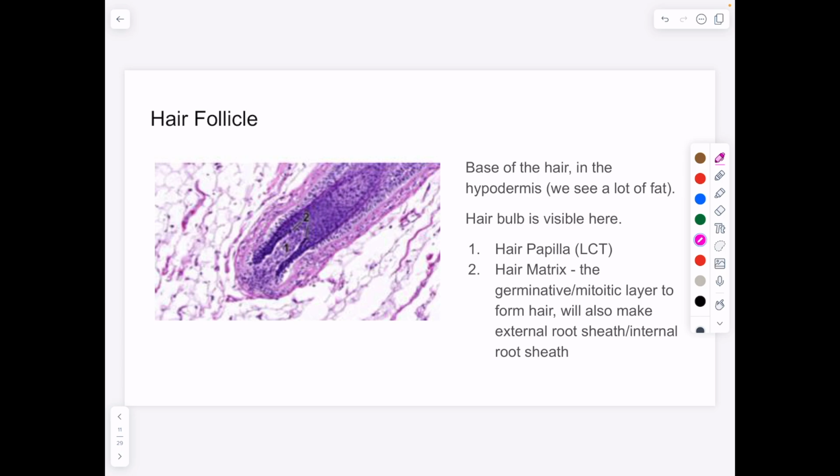All right, then we have our hair follicles. This right here is the bulb of our hair. The first part right here is our hair papilla, and this is going to be loose connective tissue. Then outside of it, in this area, we have our hair matrix. This is the mitotic layer that is going to do division and produce keratinocytes, and its divisions are going to produce the external root sheath, internal root sheath, and the keratin that makes the shaft, of which you can start to see here, the shaft of the hair follicle.